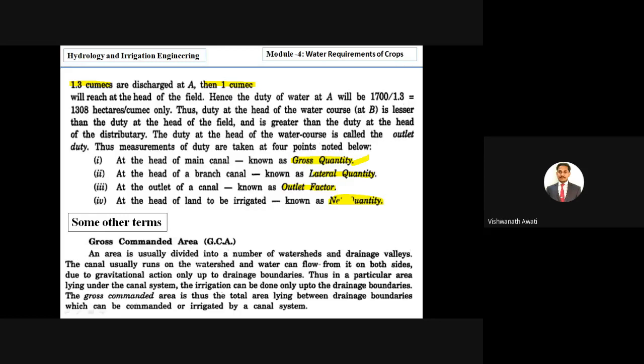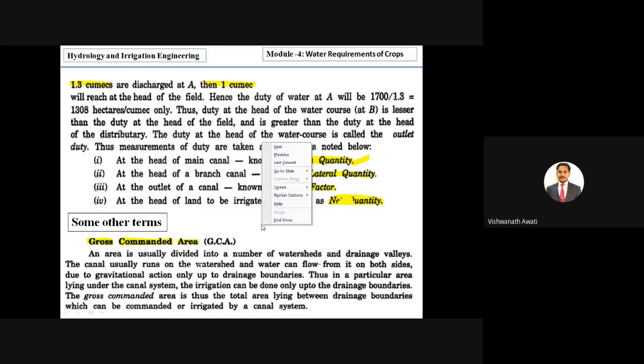Correct? So we'll go for some other terms. These are the very important terms to understand. One is very important, gross commanded area. So the word is very important, so we'll see one by one. Gross means total, including all. Commanded means it is commanded by the canal, right, area.